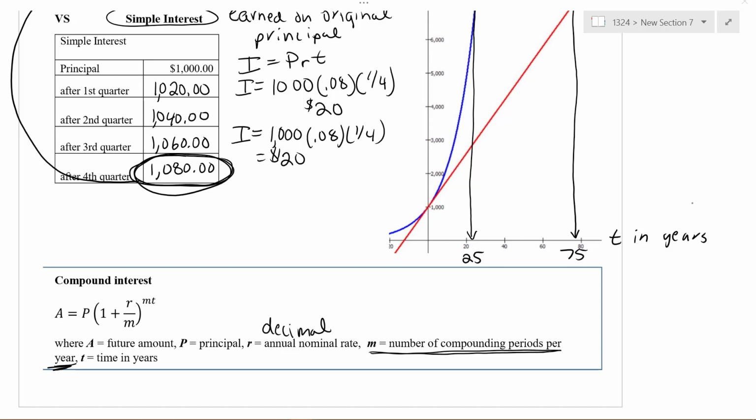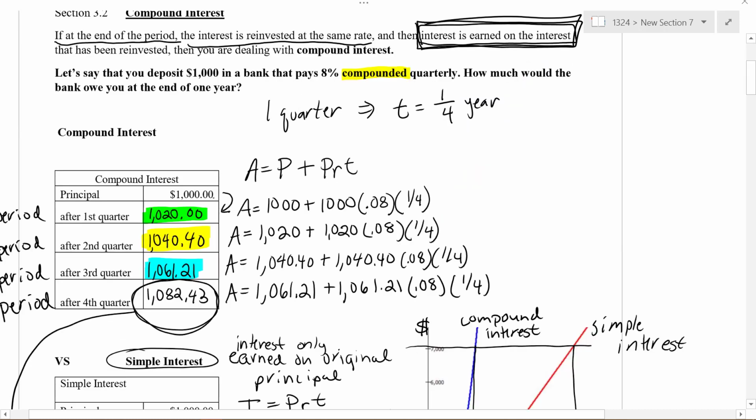So let's use this formula to do the calculation that we did for compound interest at the beginning. I'm going to go back up to the top of the page. To calculate the compound interest, we did 4 different calculations. Now we're going to be able to do just one. We're going to use that compound interest formula: A is equal to P times (1 plus R divided by M) to the M times T power.